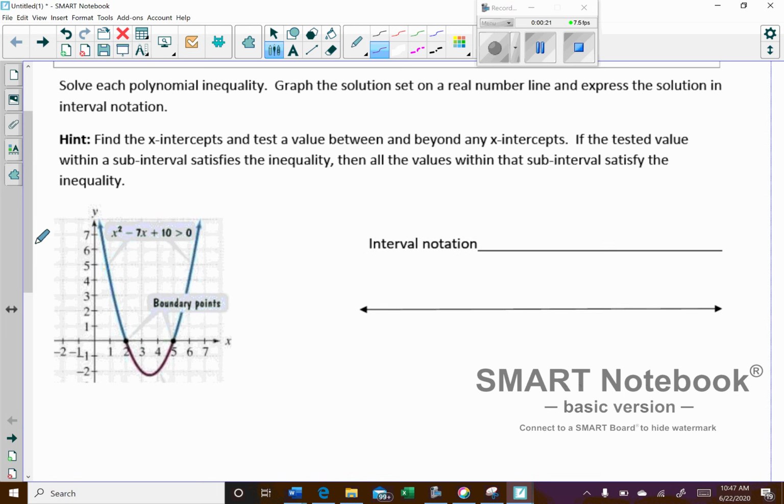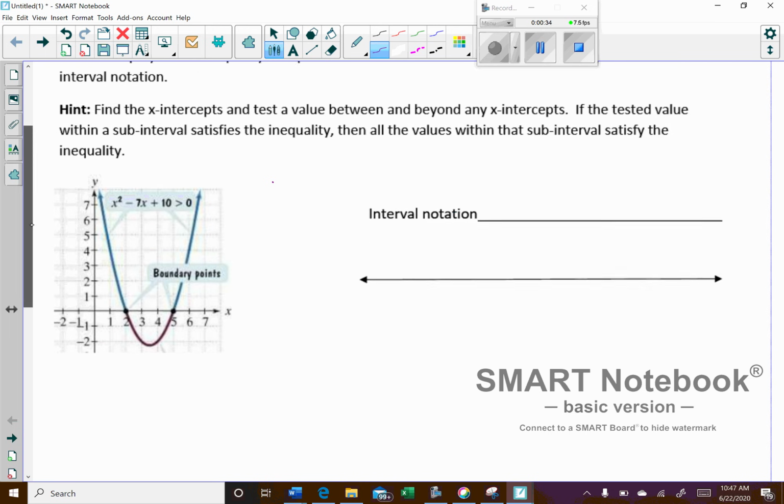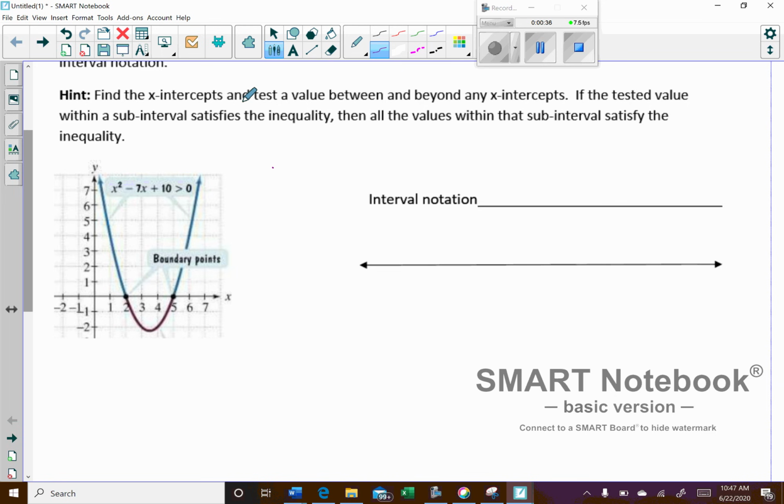Solve each polynomial inequality, graph the solution set on a real number line, and express the solution in interval notation. Okay, so here's the hint. This is basically how these are going to work. You want to find the x-intercepts and then test values between the x-intercepts and beyond them. Any x-intercepts you find, test the point that's between them and then beyond them. I'll show you an example in just a second.